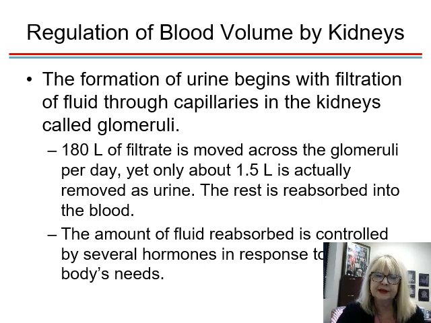Regulation of blood volume by the kidneys. The formation of urine begins with filtration of fluid through the capillaries in the kidneys called glomeruli. 180 liters of filtrate is moved across the glomeruli per day, yet only about 1.5 liters is actually removed as urine. The rest is reabsorbed into the blood, and the amount of fluid reabsorbed is controlled by several hormones in response to the body's needs.